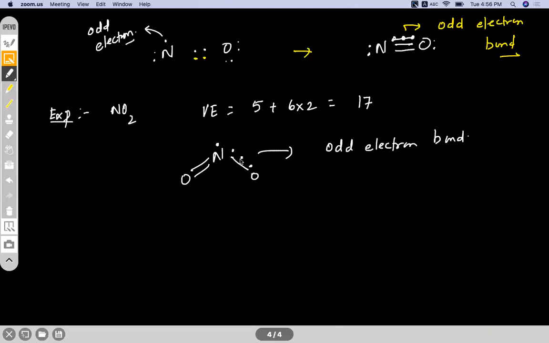No, if the bond order is an integer, then it means we don't have an odd electron bond, because an odd electron bond has half bond order. Okay, understood? Odd electron bond always contributes half bond order. So we always have 0.5 when the molecule has an odd electron bond. Understood, guys?